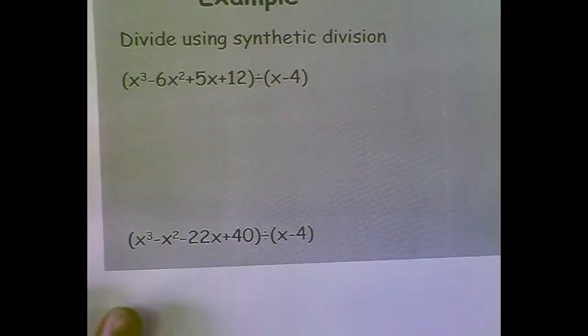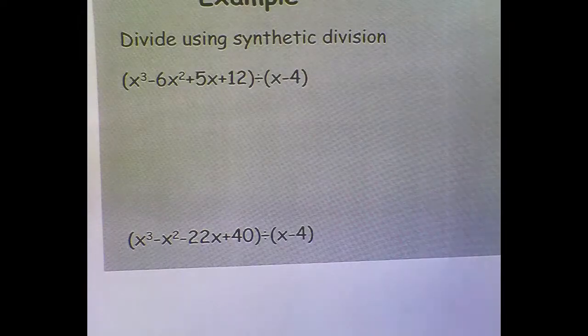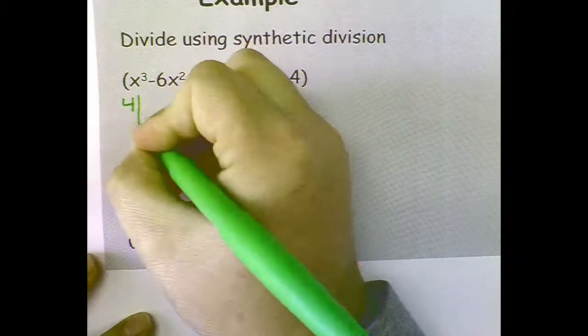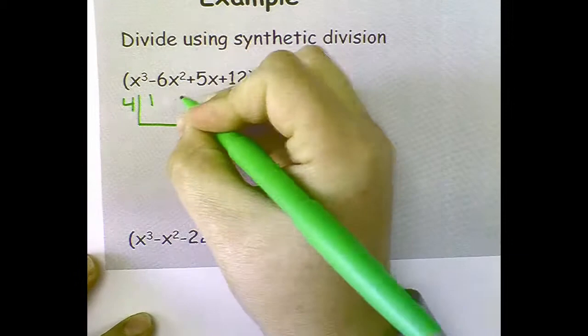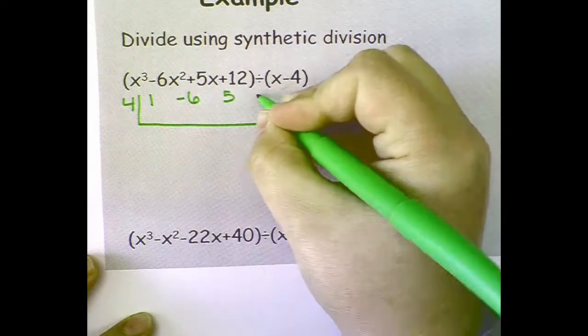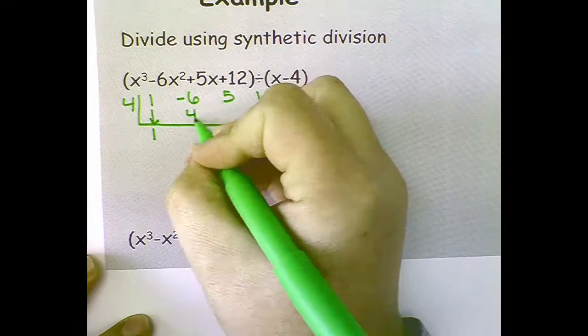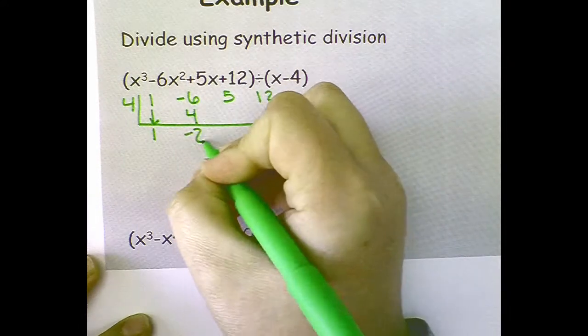So a few more to divide with synthetic division. If I'm dividing by x minus 4, I put a 4 in the front. Put my coefficients down. I have 1, negative 6, positive 5, 12. Bring down the 1. 4 times 1 is 4. Add, I get negative 2.